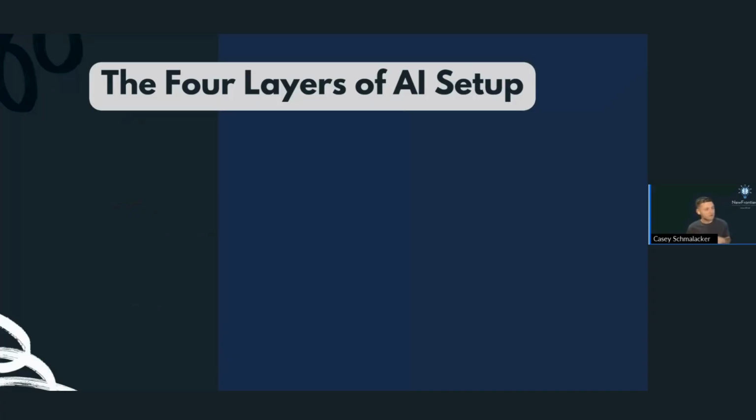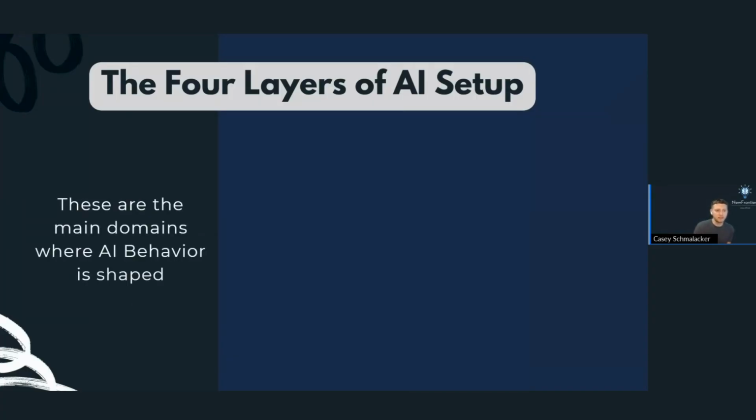So what are these four layers? The main domains where AI behavior is shaped currently. You watch this 6 months from now, who knows? It could be totally different. But right now, the landscape is there are global instructions, which are defaults and guardrails through all chats that you may have.